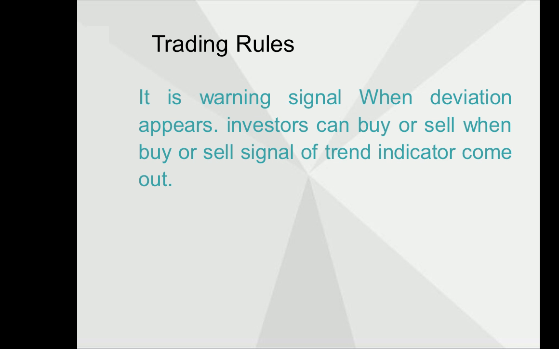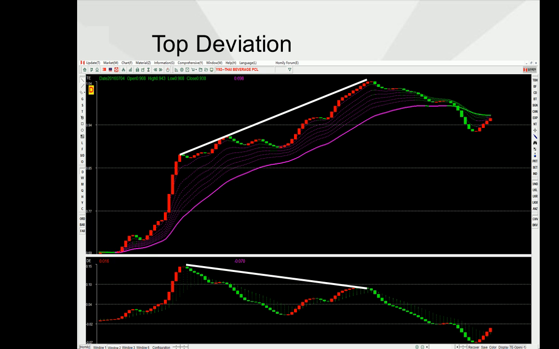The trading rules. It is a warning signal when deviation appears. Investors can buy or sell when the buy or sell signal of trend indicators comes out. So why, just now I said, you should combine with trend indicators. Deviation expert cannot judge buy and sell points. We cannot use deviation expert to judge buy and sell points.